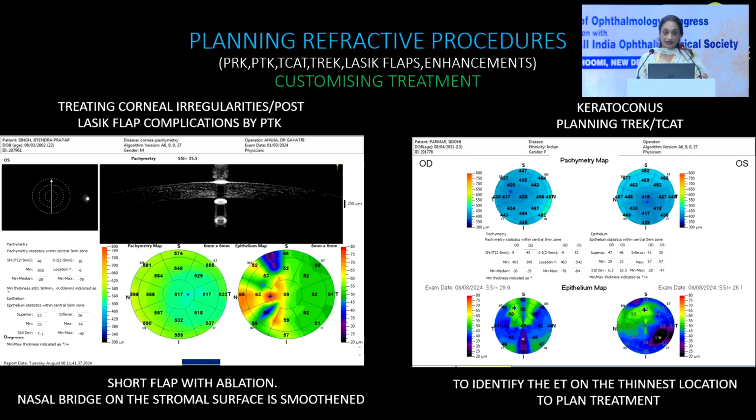So this is also very helpful when you're trying to customize treatment, especially in cases of keratoconus, when you're trying to plan a TREC or a TCAT, when you need to identify the epithelial thickness at the thinnest location to plan the treatments. Like this is a patient of keratoconus with an epithelial thickness of only 20 micron over the cone. So this is highly significant when you're trying to plan some treatment.